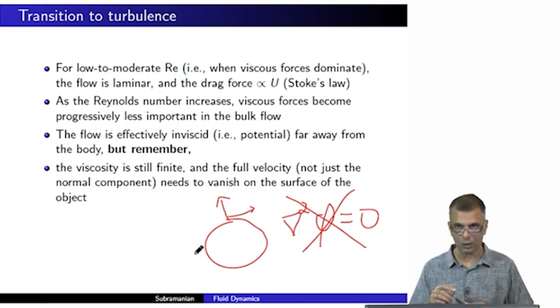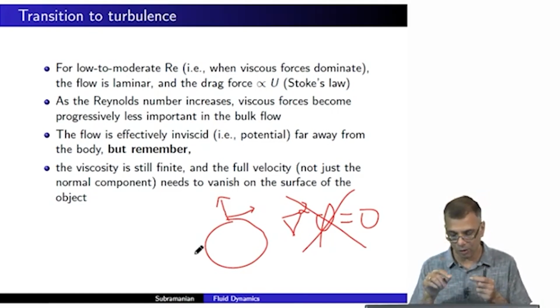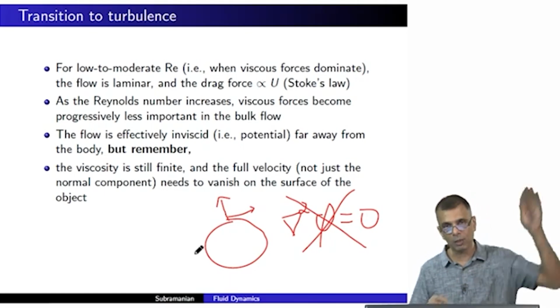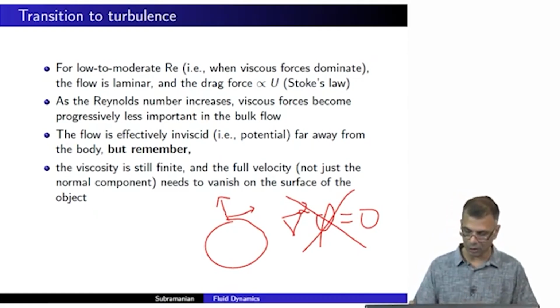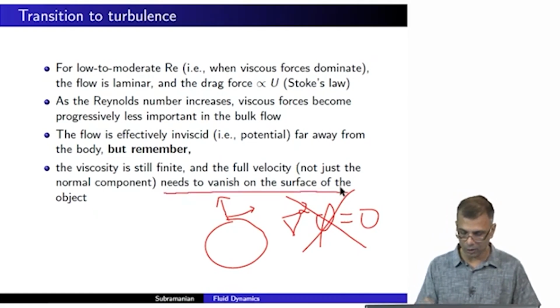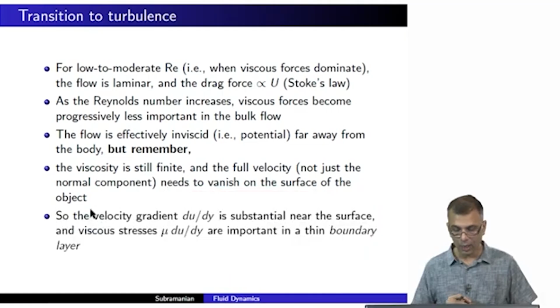In a viscous situation, both the components of velocity have to be 0 on the surface of the object. You don't bother about the boundary conditions at infinity, right? So this is what I meant by this statement, right?